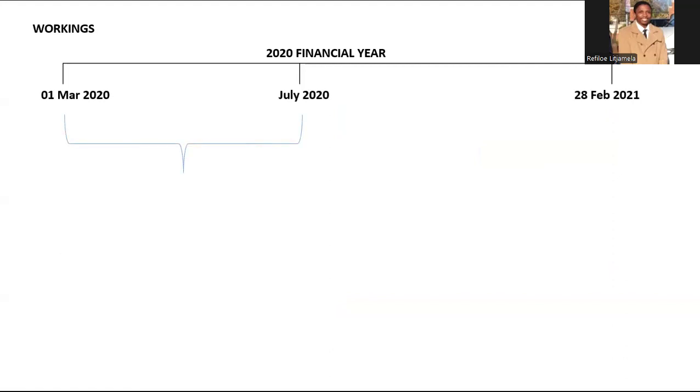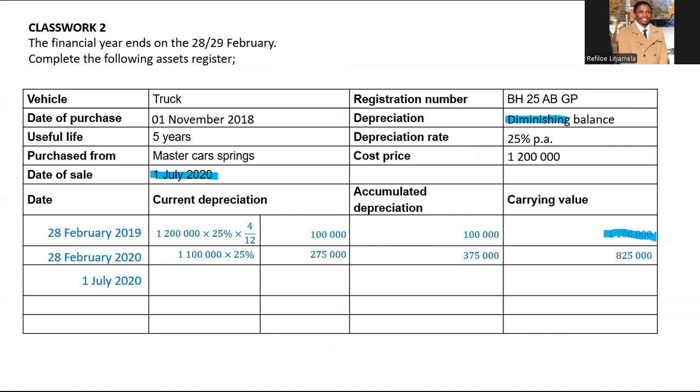So the carrying value at the beginning of 2020 was 825,000. You multiply it by 20%, times 4 over 12, which will give us 68,750. Added to 375,000, you will get 443,750. Carrying value will be 1.2 million minus 443,750. It will give you 756,250.